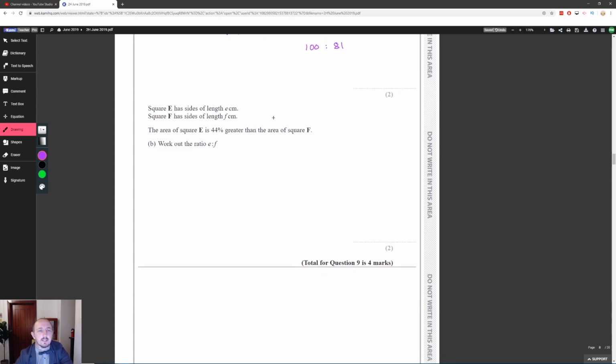Square E has length E and F has length F. The area of square E is 44% greater. Okay, so we have two squares, E and F. Actually, it's the other way around. E is bigger. So E and F, and the area of this is 44% greater. So if this is 100% and this is 144%, then when we divide those, we get 1.44 as the area scale factor. The area scale factor is 1.44 times.